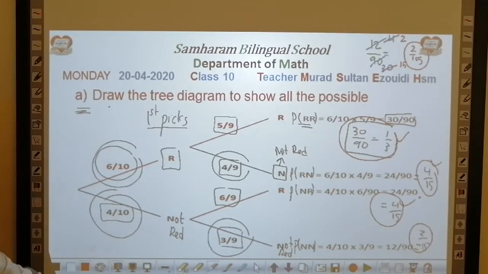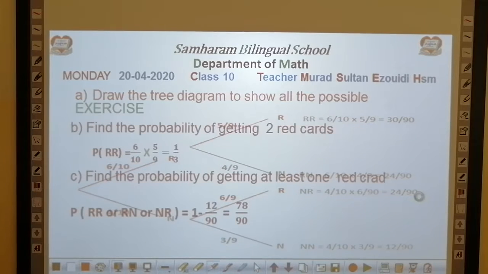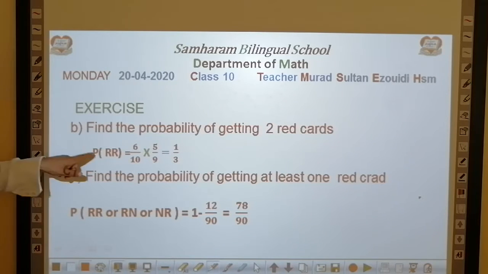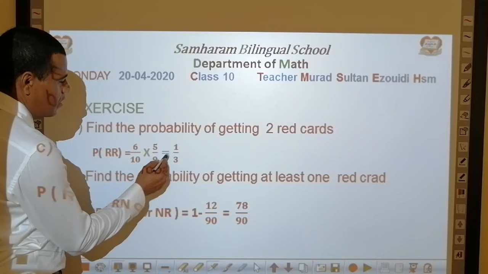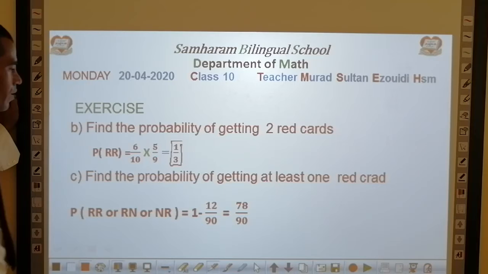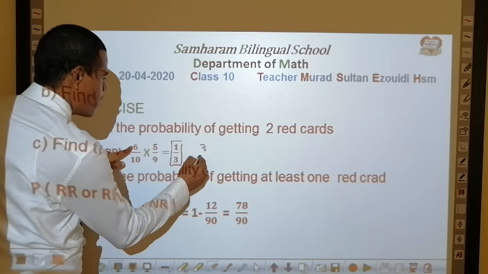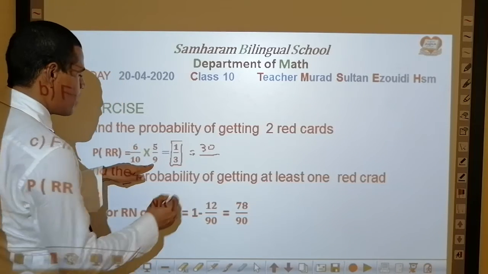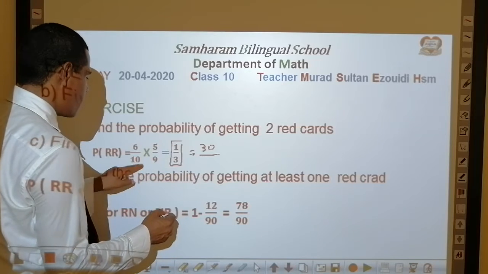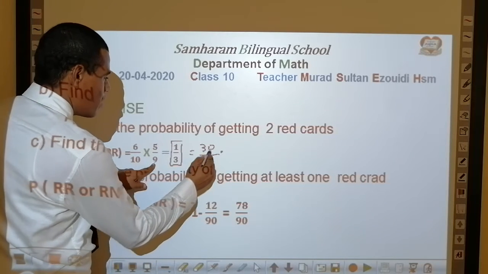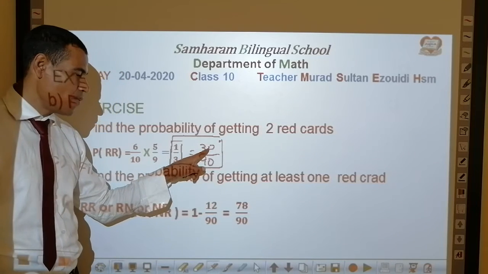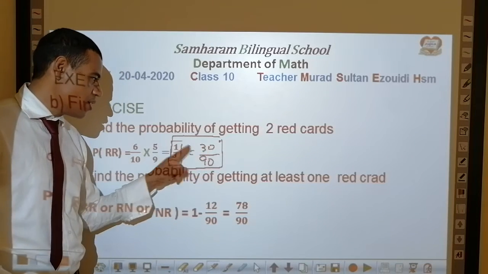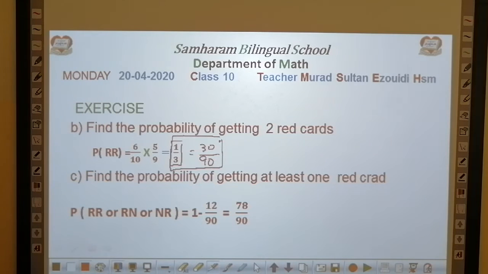Okay. The next. We found the probability of getting two reds is 6 over 10 multiplied by 5 over 9, which is 1 over 3. In fact, 6 by 5 is 30, 10 by 9 is 90. So, these are two equivalent fractions. You can simplify by 30: 30 by 30 is 1, 90 by 30 is 3.